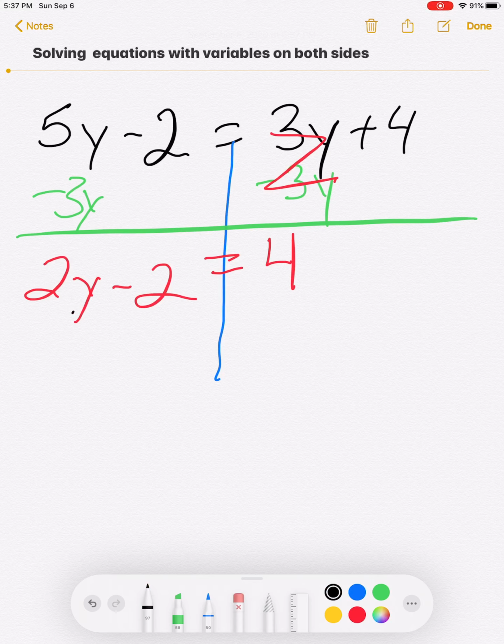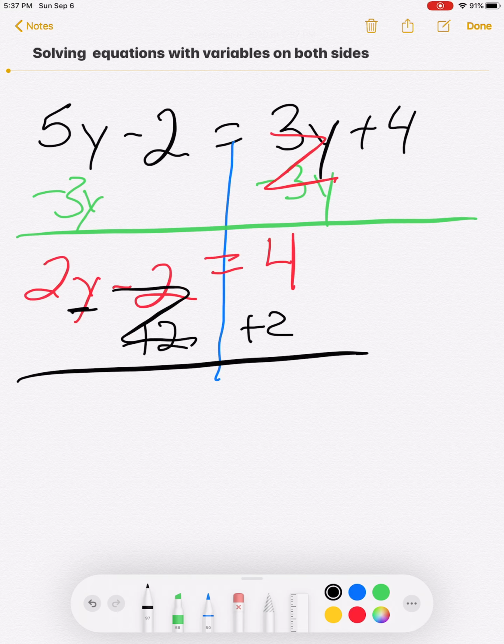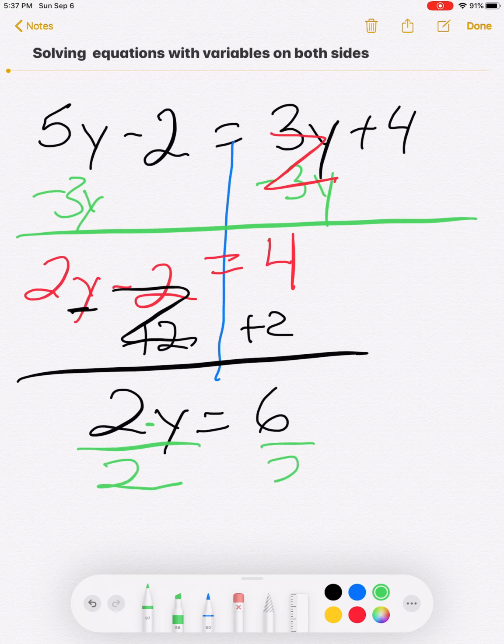My next step, still trying to get y by itself, is the inverse of minus 2, so I'm going to add 2. That zeroes out, leaves me with 2y is equal to 6. So the inverse of multiplying by 2 is to divide by 2. What I do to one side, I have to do to the other. So that leaves me with y is equal to 3. So you get the same answer.